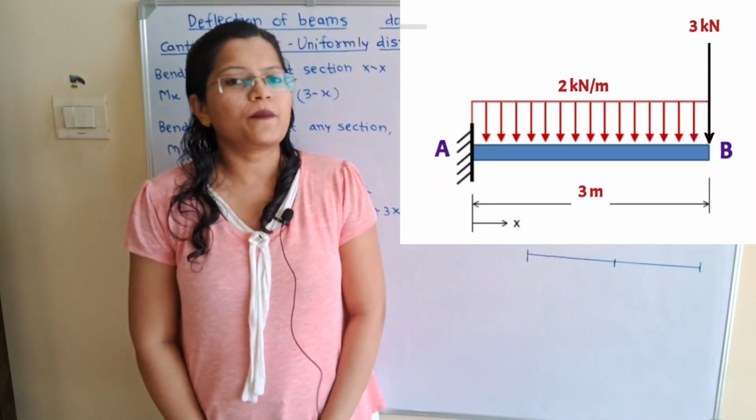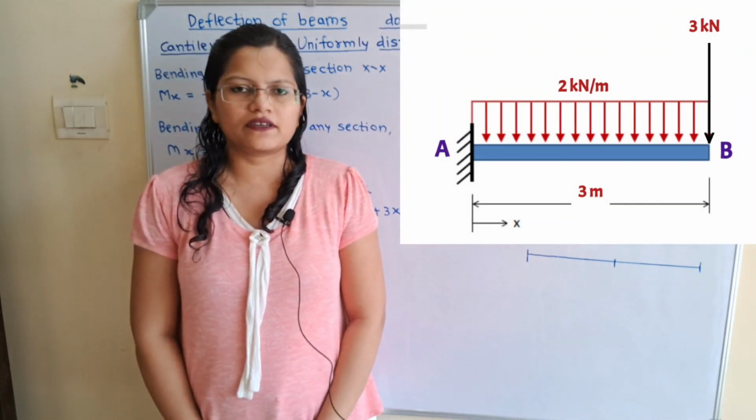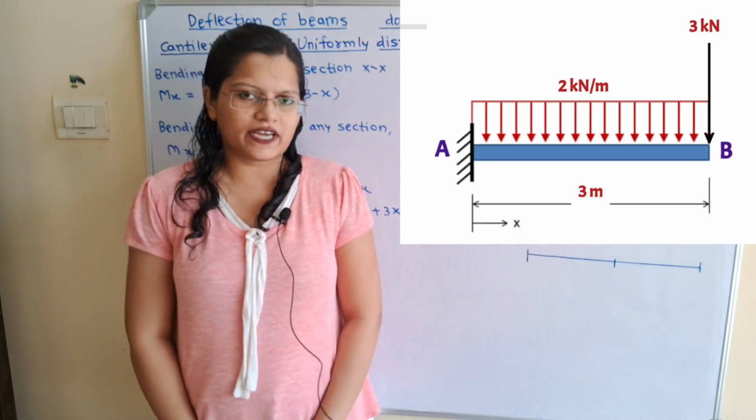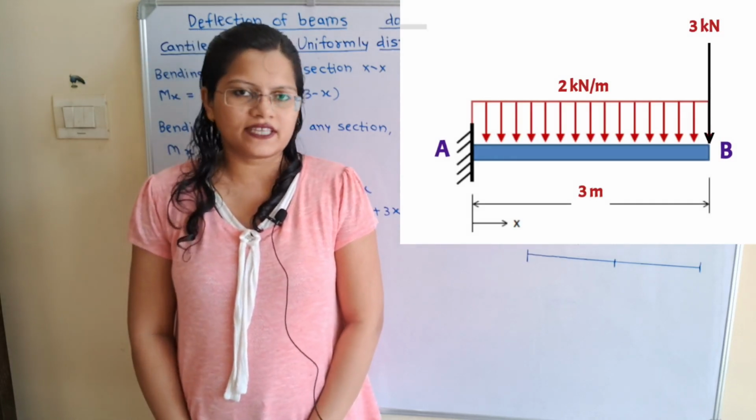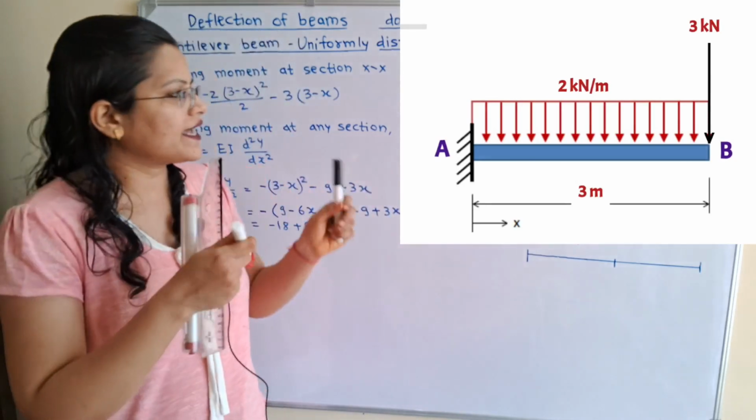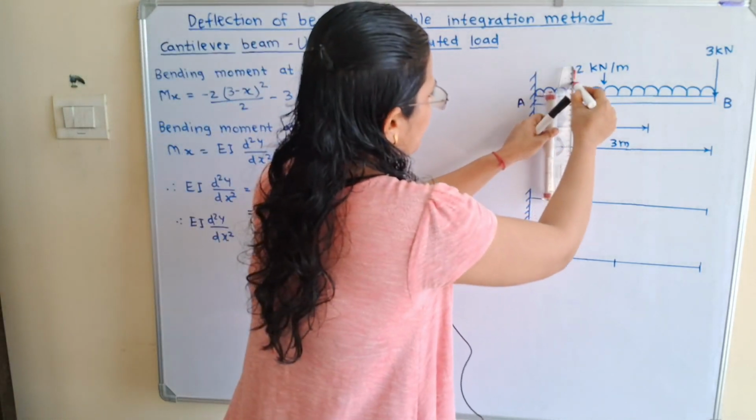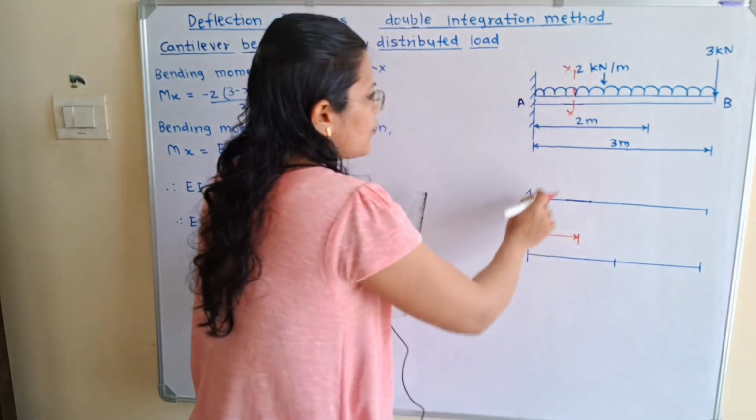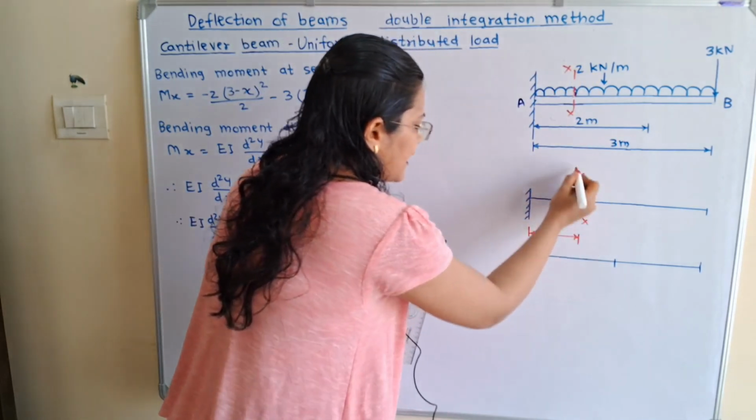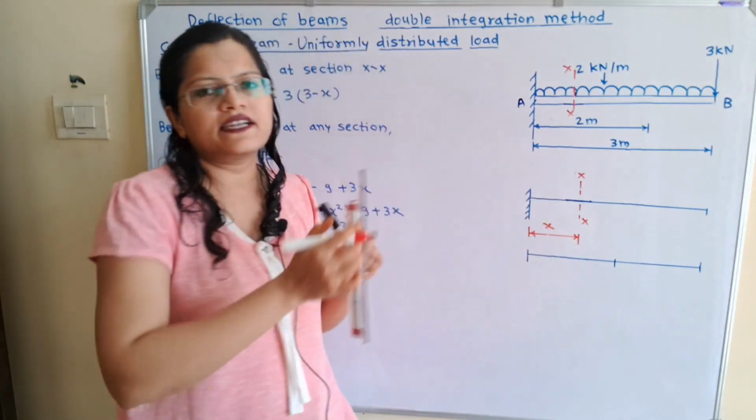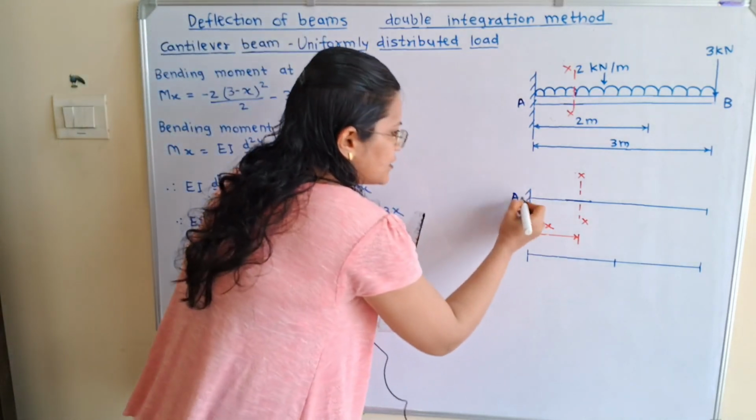To find out slope and deflection at any given point by using double integration method, we have to first draw the free body diagram. We will find out the bending moment at any section XX. So we will show the section XX from a fixed point A. Now we will extend this section X in the free body diagram, and it is at a distance X from this fixed end A. So here is the fixed end A and here is free end B.